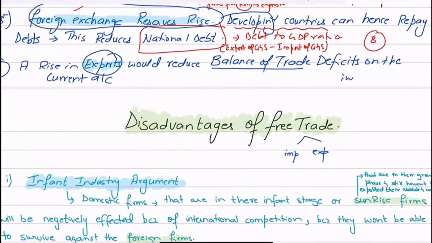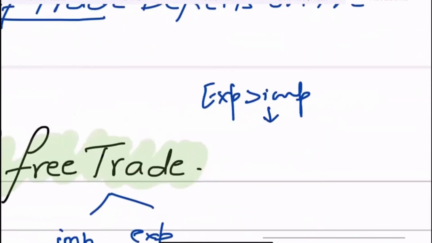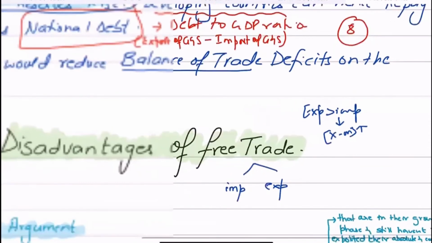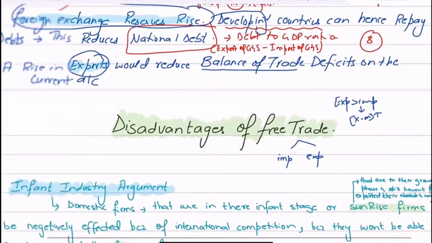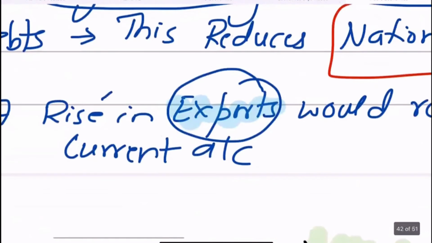It could also mean that your imports are going up as well. But right now, since we are writing it as an advantage, we're assuming that exports are more than imports. So remember that if exports are more than imports, it means that your net exports are going up. And if your net exports are going up, we could also say a rise in exports, so a rise in net exports. Net exports is X minus M.